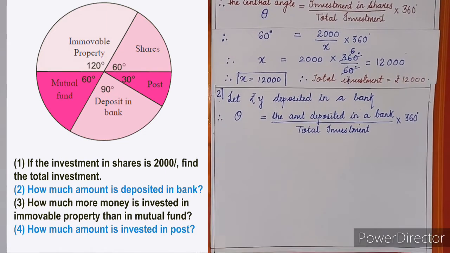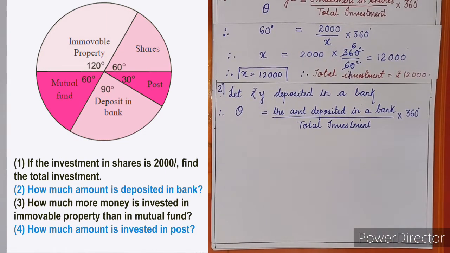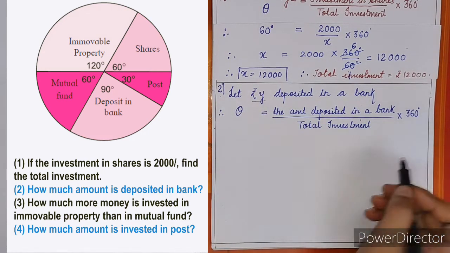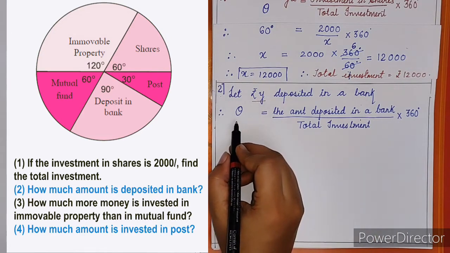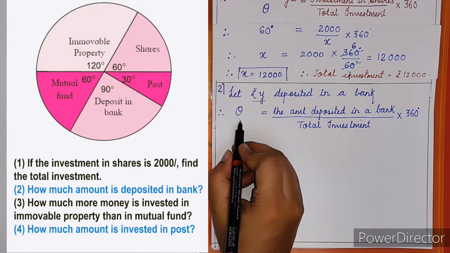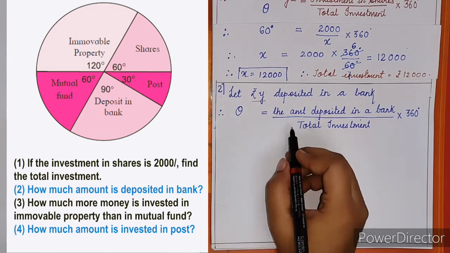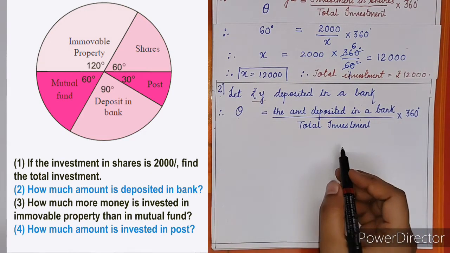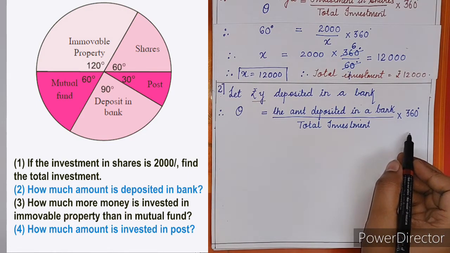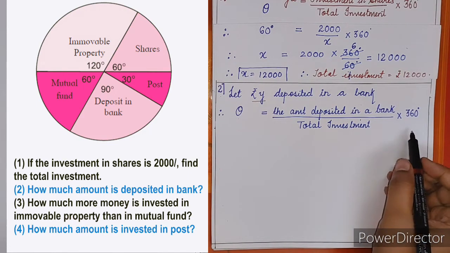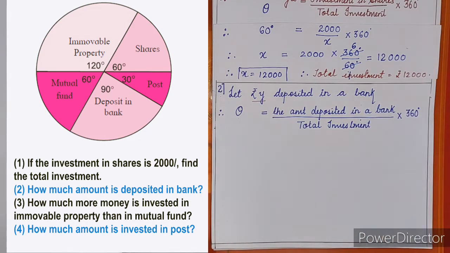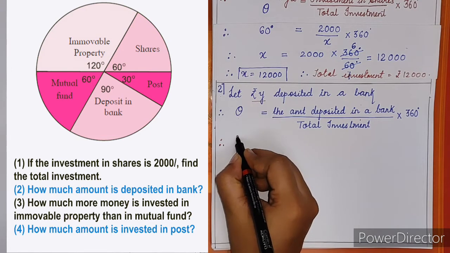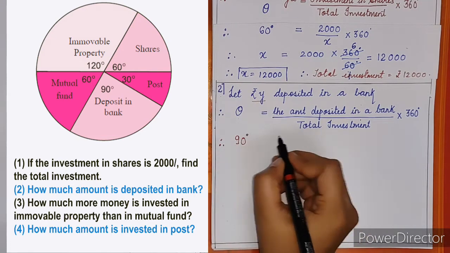Your question number 2 is how much amount is deposited in a bank? So we'll consider Y rupees deposited in a bank. The central angle for the amount deposited in a bank is given by theta. The formula will be the amount deposited in a bank upon total investment into 360 degrees. We see the central angle corresponding to the amount deposited in a bank is given as 90 degrees.